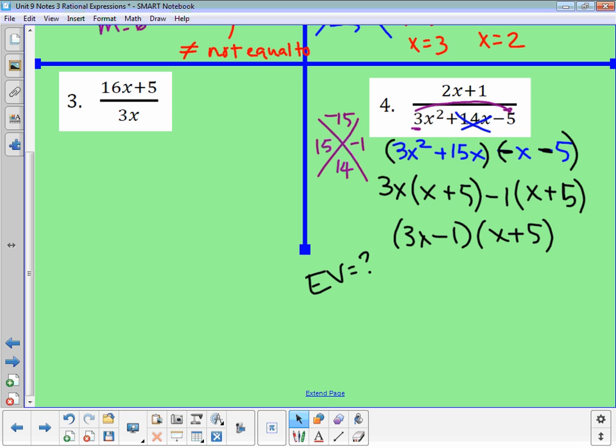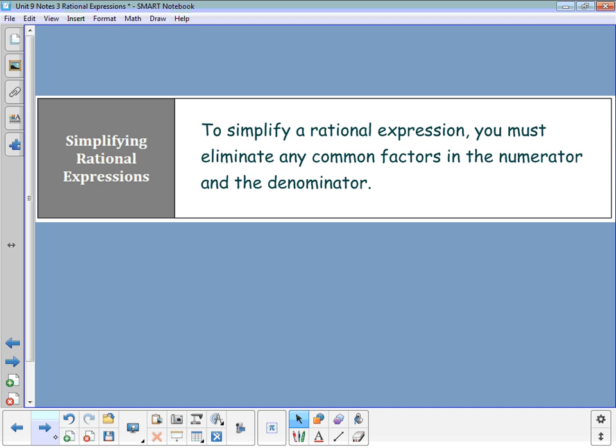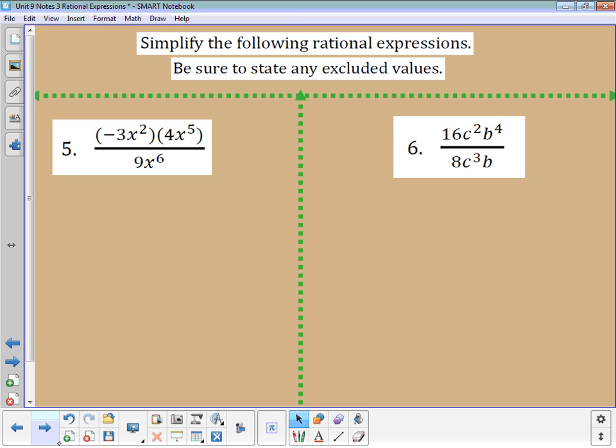Let's talk about simplifying rational expressions. When we simplify rational expressions, we are going to eliminate any common factors in the numerator and the denominator. So to simplify a rational expression, we must eliminate any common factors from the numerator and the denominator. So let's take a look at some examples there.